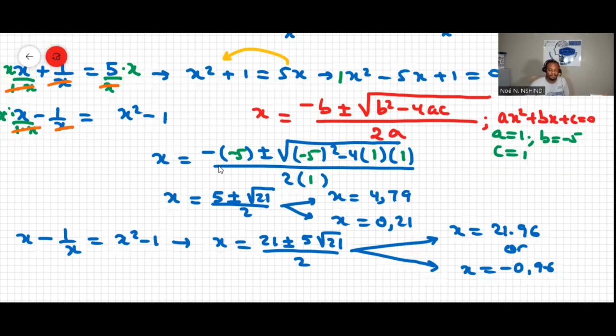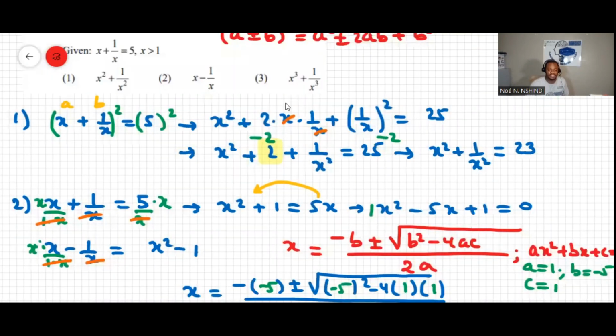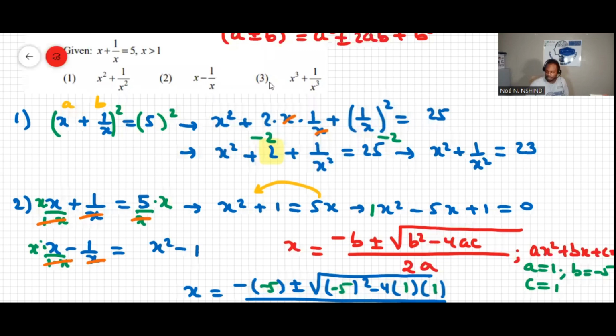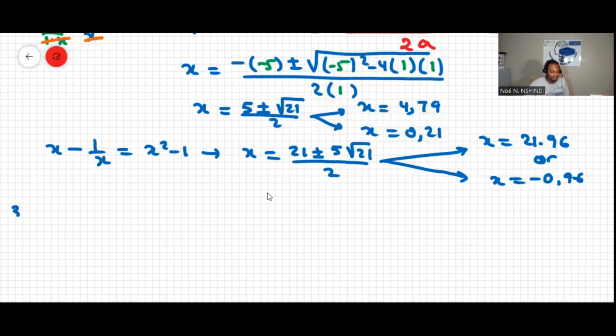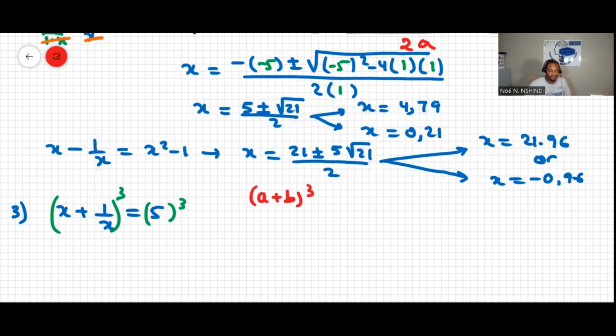Okay, and then question 3 says x cubed plus 1 over x cubed. We need to find the value of x cubed plus 1 over x cubed. Now we do know that x plus 1 over x equals 5. If we raise both sides to the power of 3, there's a formula for this.